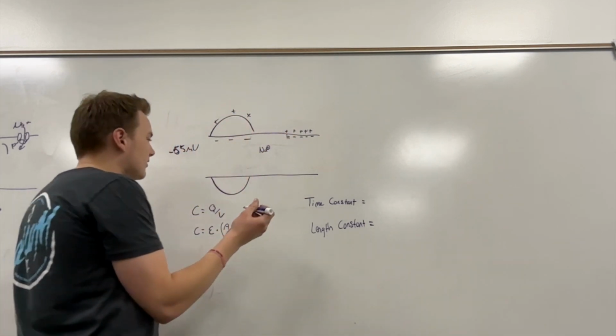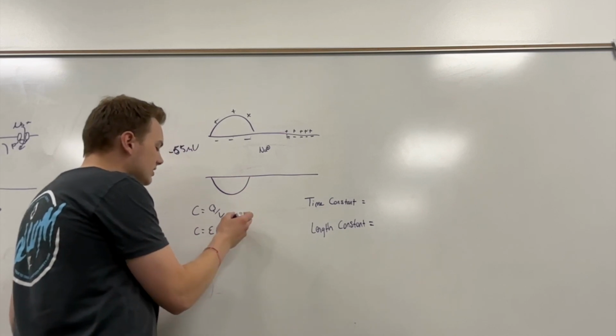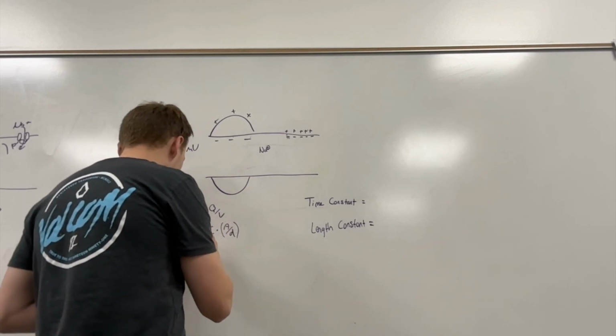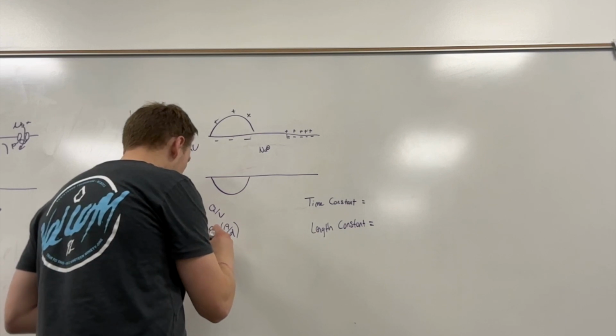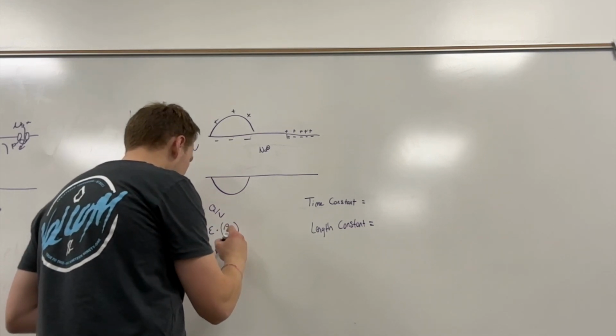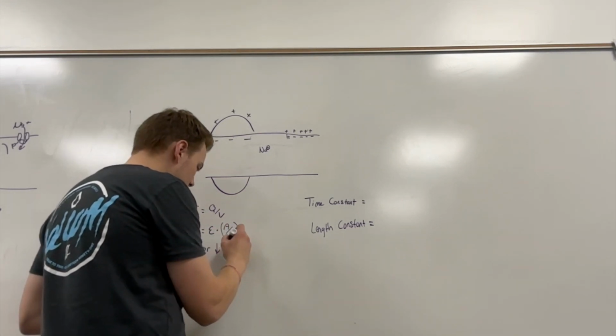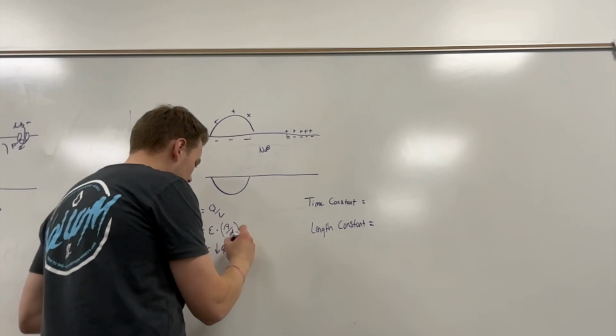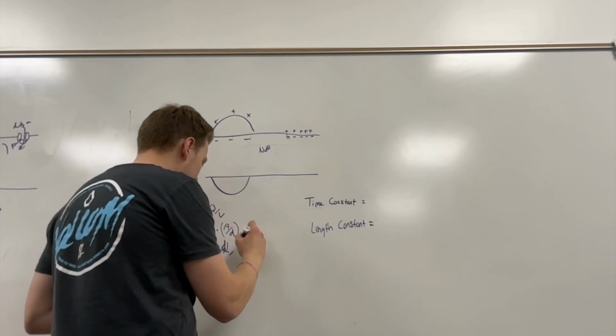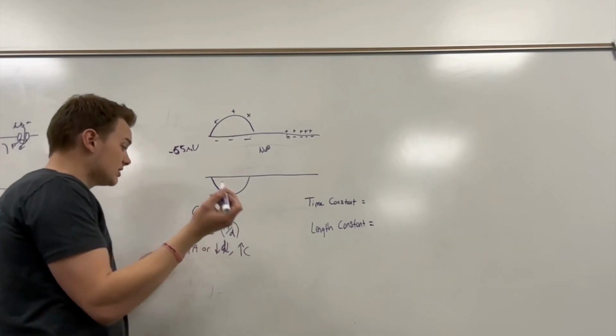So what this is telling us is that as we increase area or decrease the membrane thickness, we get a higher capacitance. And you can see that here.